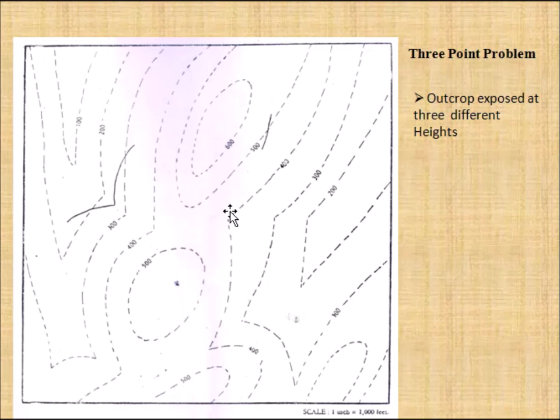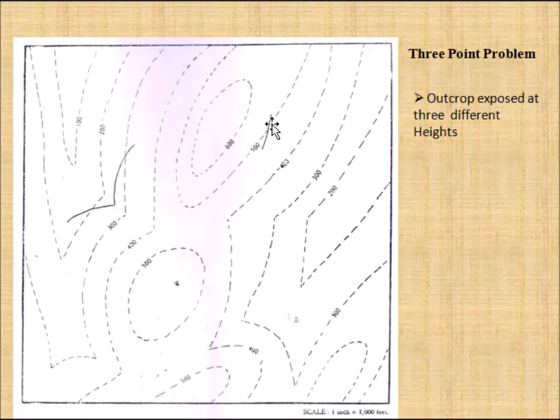Now this is again a different map. Earlier we had the information of the amount and direction of dip, and also the direction of strike, but here we don't have the information of dip and strike. But we have information that this outcrop is exposed at two places, and it is intersecting the contour of say 300 here, 200 here and 500 here. That means we have the points of intersection of the traces at three different heights.